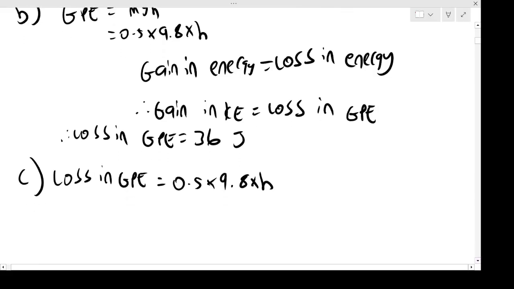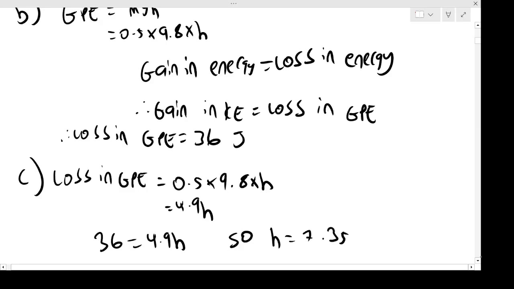So if you work out 0.5 times 9.8, that will go to 4.9 lots of h. But we know from part B that the loss in gravitational energy is 36. So if we then divide by 4.9, we get h to be 7.35 to 2 decimal places. And there we are. Cool, so hopefully that makes sense.